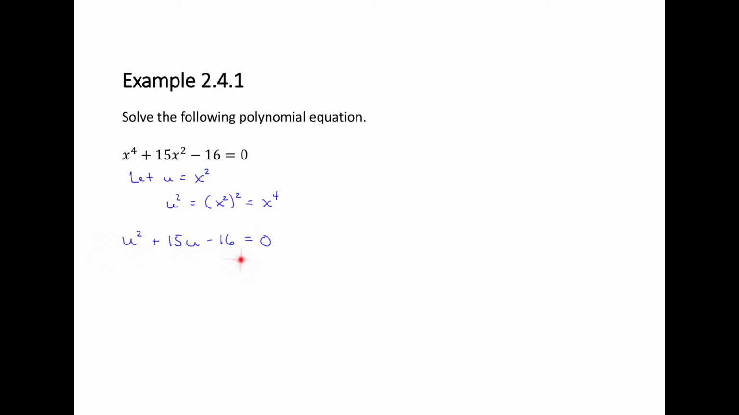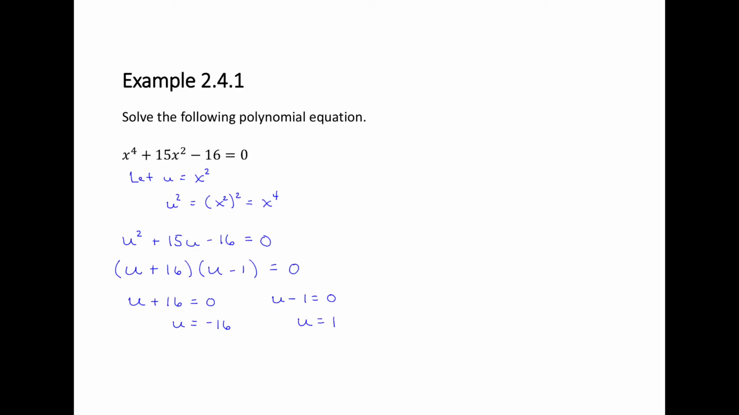I have now a quadratic equation. This will factor. u plus 16 and u minus 1 equals 0. Solve for u. So either u plus 16 equals 0, or u equals negative 16, or u minus 1 equals 0, or u equals 1.